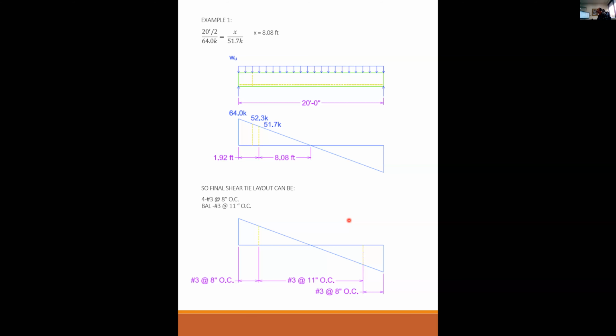The OC is not for Orange County. The OC is on center. So that is your spacing. And again, not picking on you. I just want to make sure everybody is super clear that the bar size of those stirrups remains constant. The only thing that changes is the spacing.